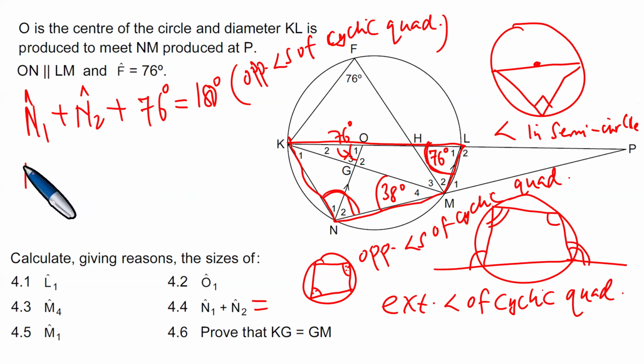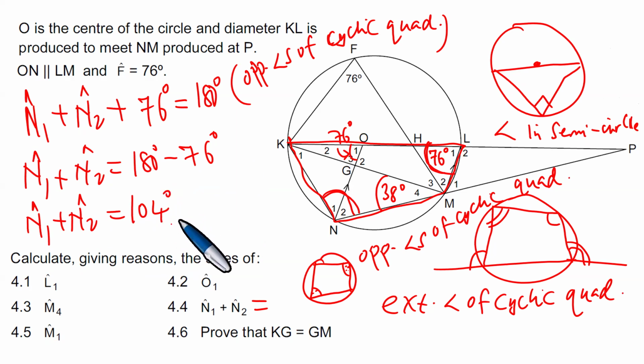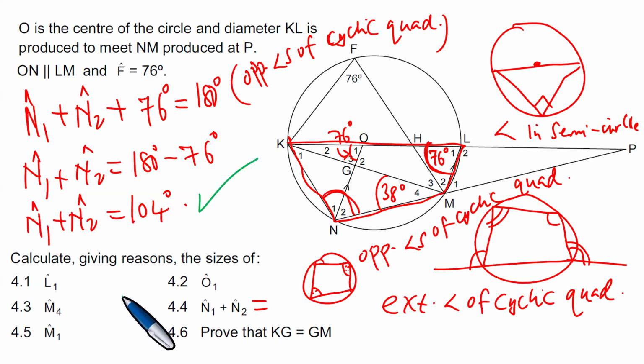Now, angle N1 plus angle N2 is equal to 180 degrees minus 76 degrees. So the angle N1 plus the angle N2, what is 180 degrees minus 76? What is the answer? 104. 104, thank you so much. So we're getting 104 degrees, and this is the answer. So the angle N1 plus N2 is 104 degrees, and that is the answer. The rest we've already got.